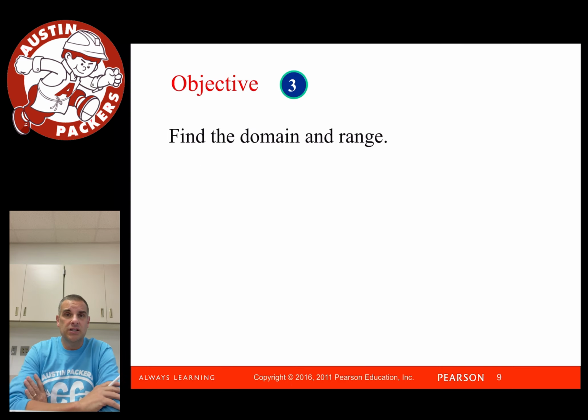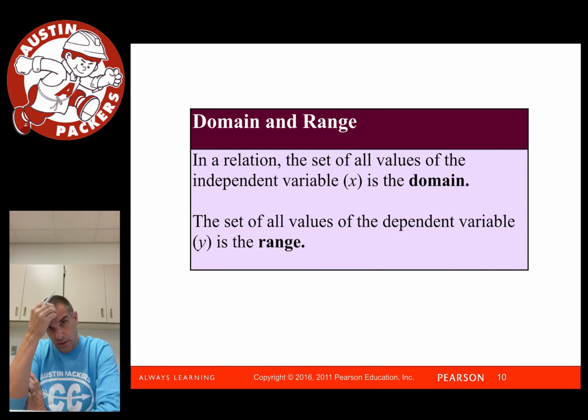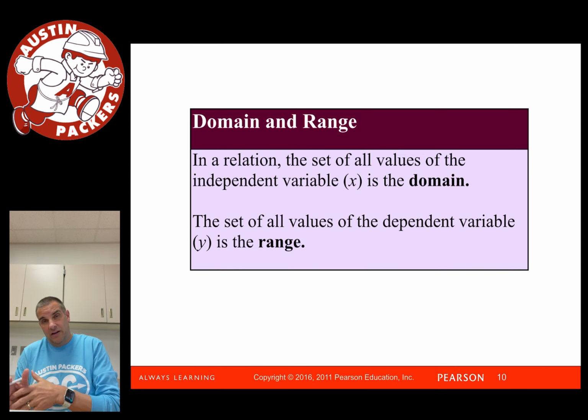So within functions, we want to be able to find the domain and the range. The domain is defined as all the values of your independent variable, or x. So your domain is all of your x values that are part of that function. And your range is all of the dependent variables, or your y values, that are part of that function. Now, it might be a set of ordered pairs, and you just list the x values as your domain and your y values as your range.